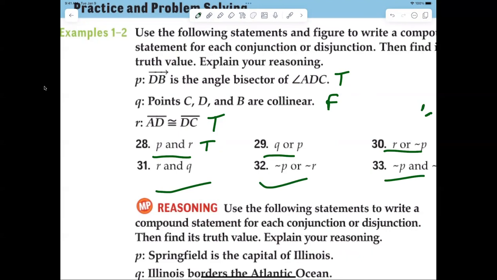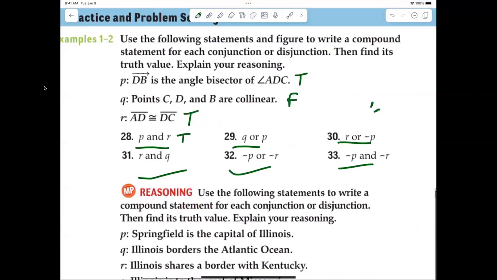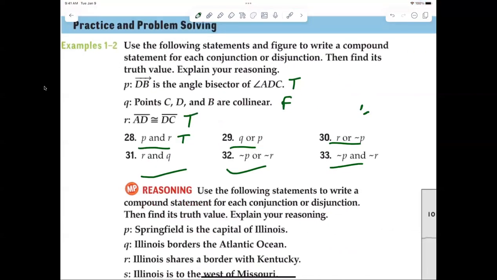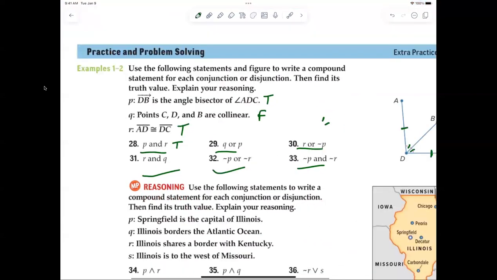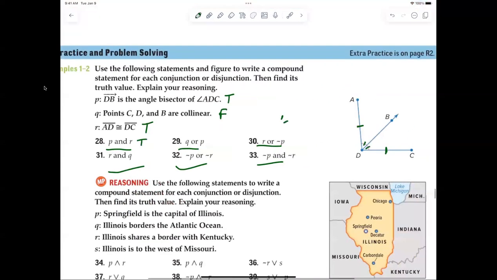So it would just be, D for ray, DB is the angle bisector of ADC, then AD is equal to DC. No. Now you're trying to make it an if-then statement. That's not what this is. This is just looking at the individual statements, determining if it's true or false. Remember, an and statement is true if both statements are true, an or statement is true if one of the two statements is true. You with me on that?